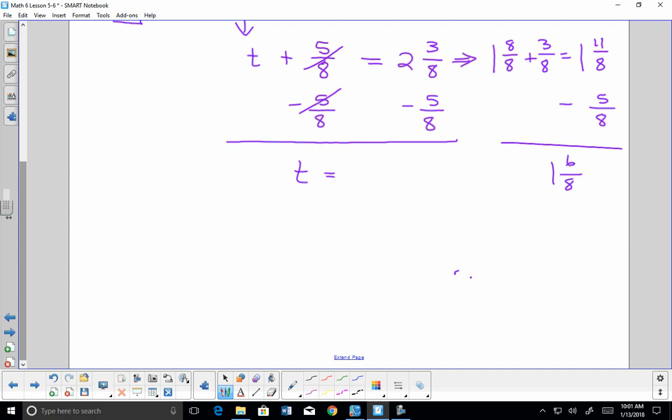But 1 6/8 will reduce. 6 divided by 2 is 3. 8 divided by 2 is 4. So the thickness of my board is 1 3/4 inches thick.